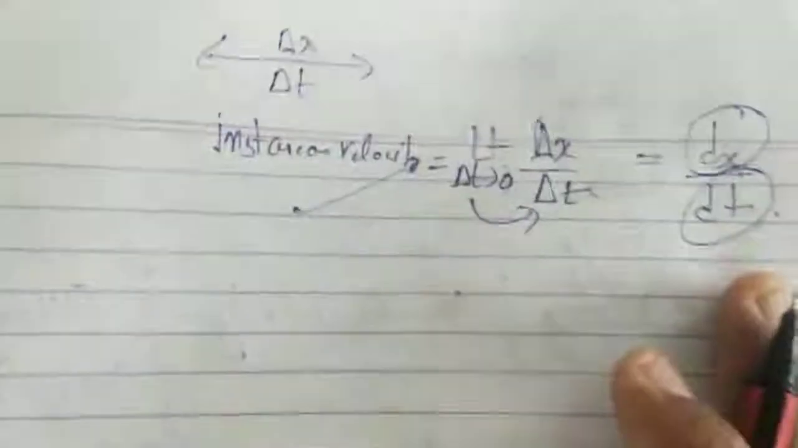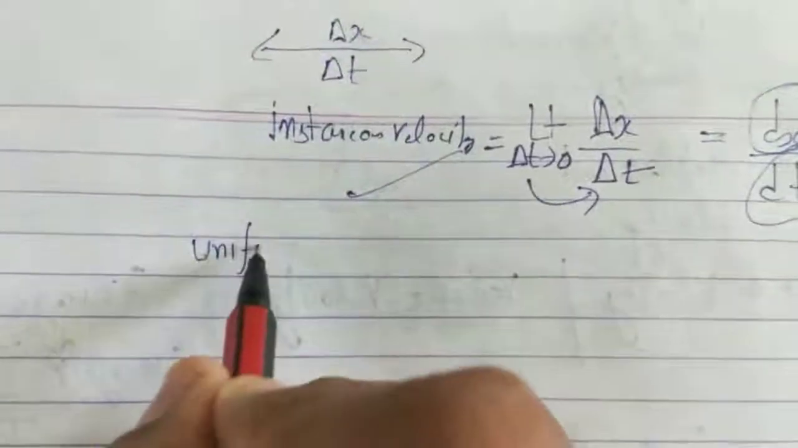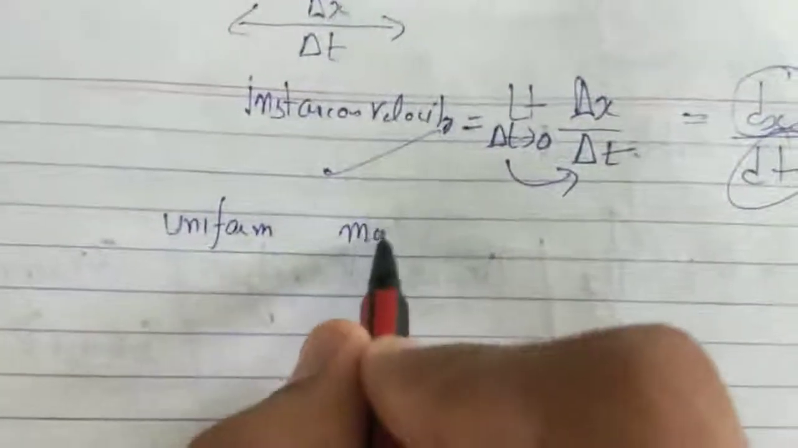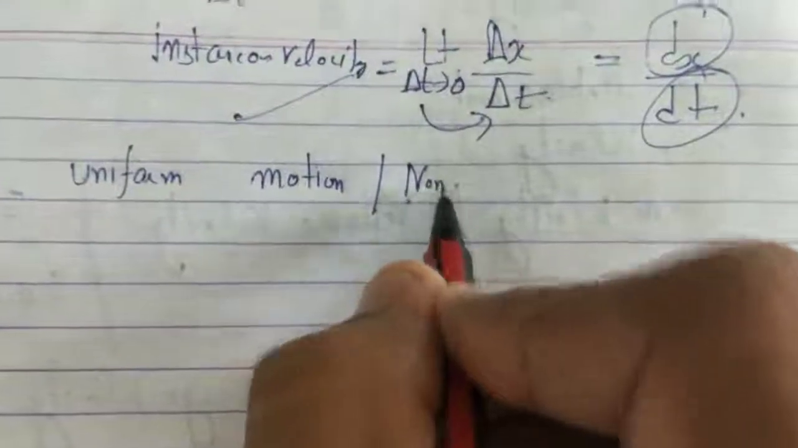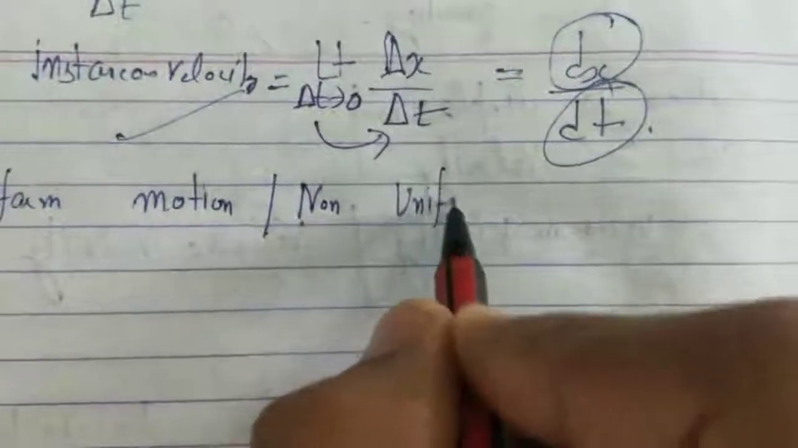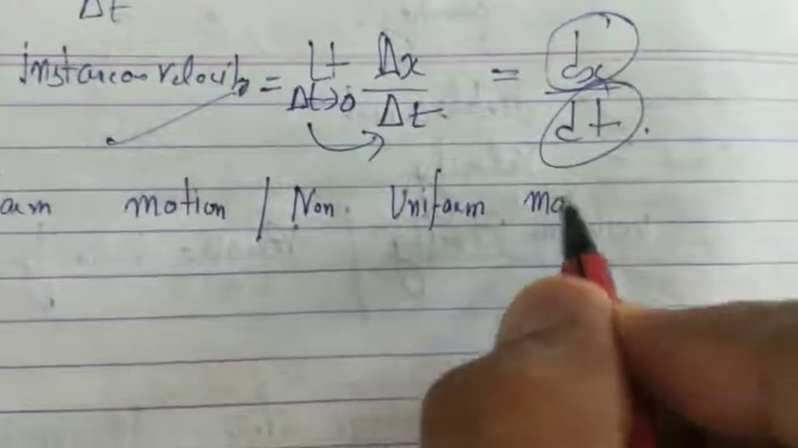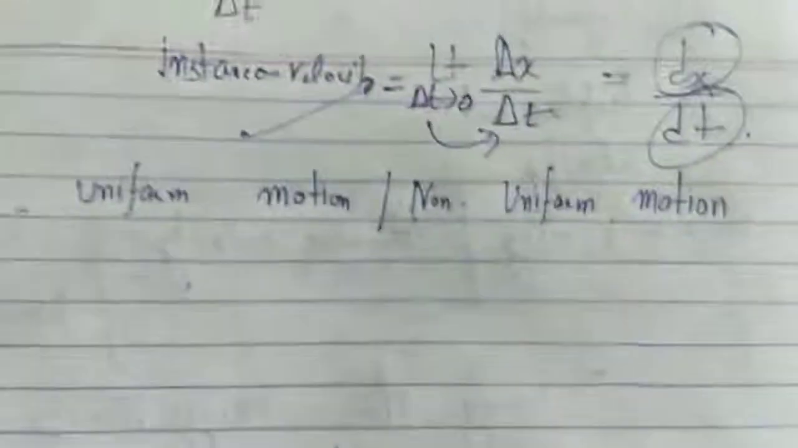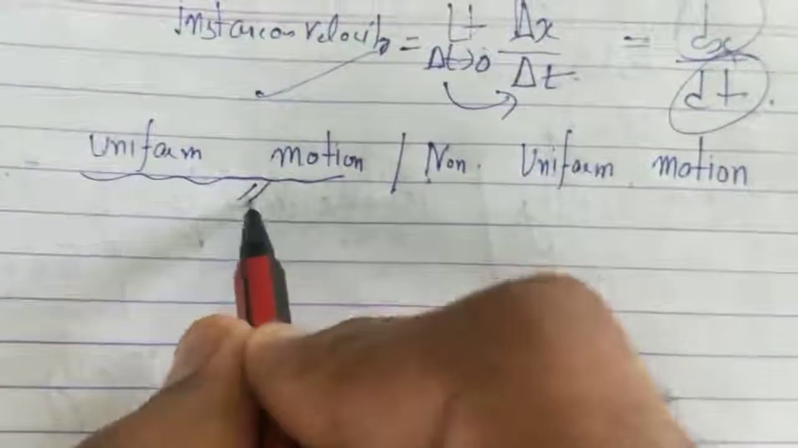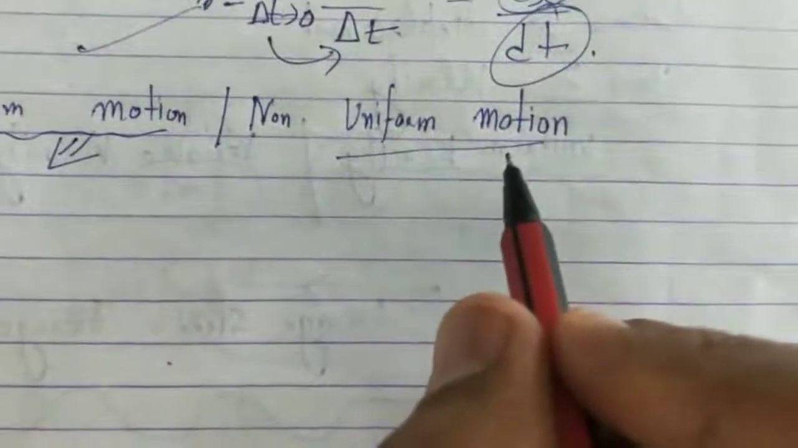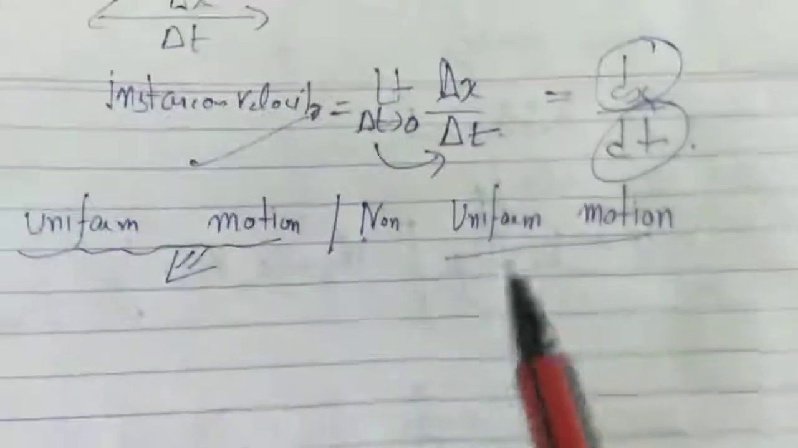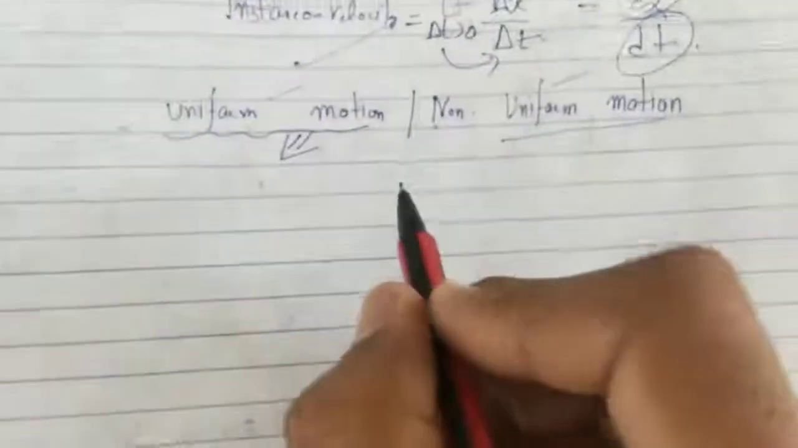Next concept is uniform motion and non-uniform motion. Uniform motion means equal distance covered in equal intervals of time, and non-uniform motion means unequal distance covered in equal intervals of time. This we have studied in 7th class also, 9th class also. Displacement time graph.